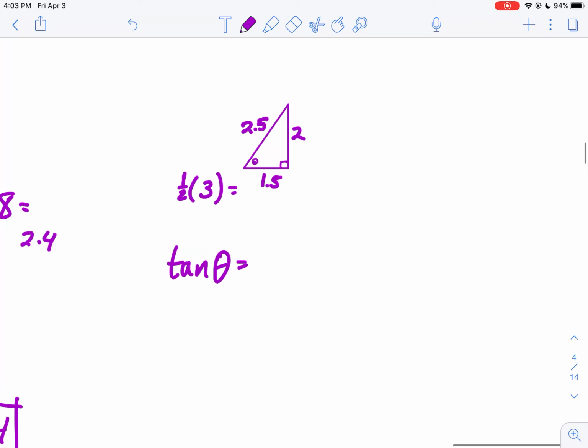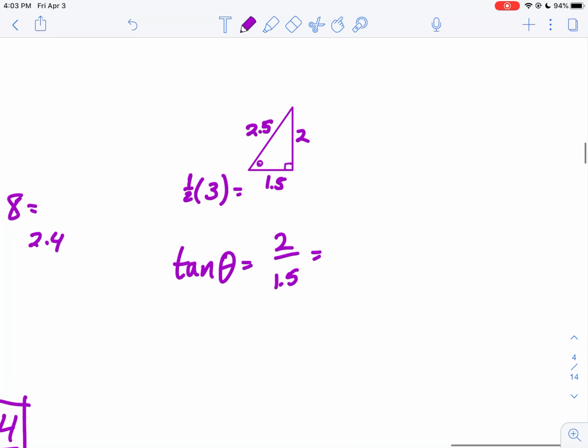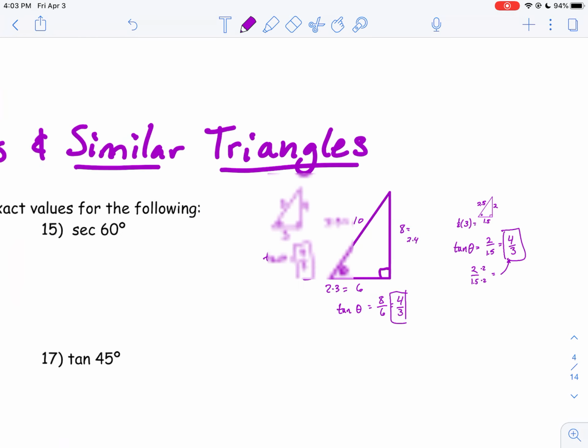Tan of theta, opposite side is now 2. My adjacent side is 1.5. If you type that in the calculator, change it to a fraction, you'll see it comes out to 4/3. You can also think of taking 2 and 1.5, multiplying top and bottom by 2. That's also going to give you 4/3.